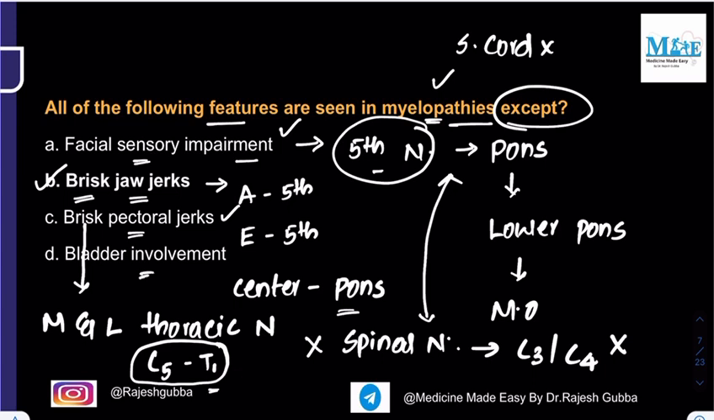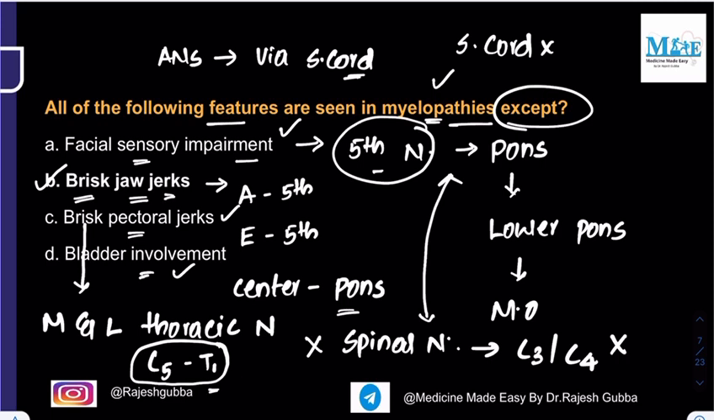See, bladder control is being done by what? It is being controlled by the autonomic nervous system, right? And this autonomic nervous system relays via the spinal cord. So remember, whenever there is myelopathy, there can be bladder involvement also. So the answer in this question is the brisk jaw jerk is not the feature of myelopathy.